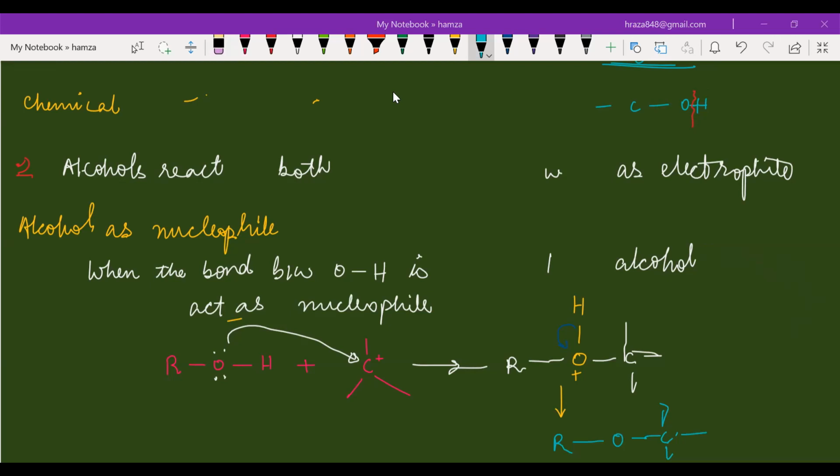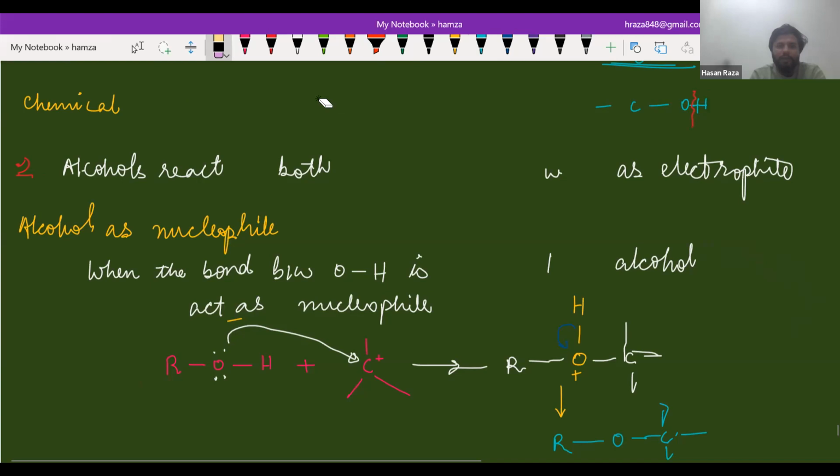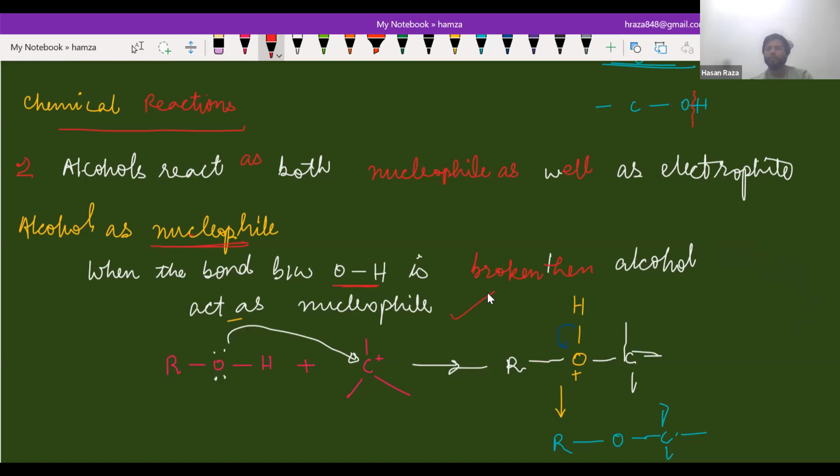So alcohol can act as nucleophile as well as electrophile. But when alcohol acts as nucleophile, the bond between OH is broken. So please do write it, and if you have any doubt in this, please ask me. Alcohol reacts as both nucleophile as well as electrophile. Alcohol as nucleophile when the bond between OH is broken. Then alcohol acts as nucleophile.